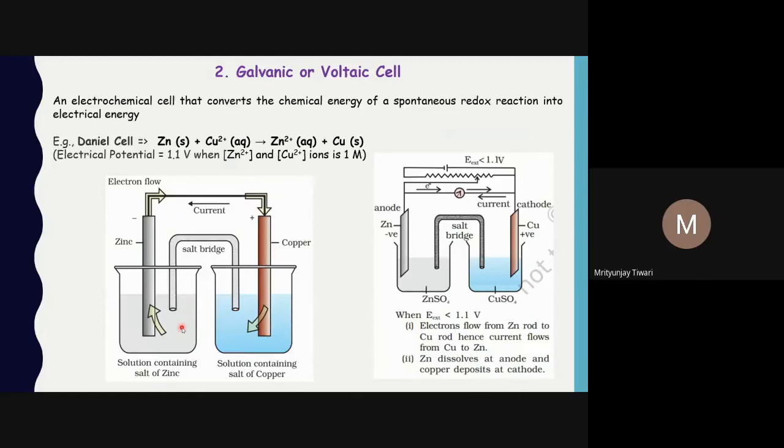Similarly, in the case of this compartment, what will happen? Zinc ion is being produced, more and more zinc ion, but the sulfate ion concentration is still the same. So after a certain time, a net positive potential will be created here, and because of that it won't allow any more zinc ion to come.